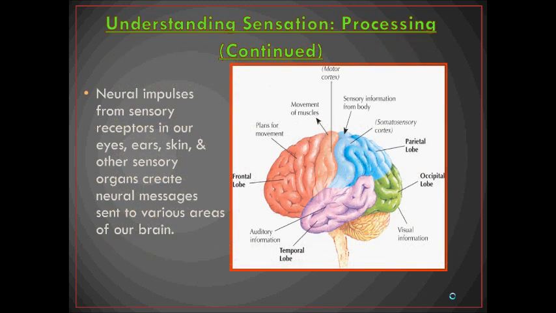So these neural impulses, again, come from our sensory receptors in our eyes, our ears, our skin, and our other sensory organs. They create these neural messages that are sent to various areas of the brain. We can't just take light from the world around us and send those light waves straight to our brain. Our brain essentially doesn't understand that. So our sensory organs essentially translate that. They use transduction to take some of that information in the environment, the light waves, the sound waves, and so on, and turn it into neural impulses so that our brain can make even better sense of it and can begin the next step of perceptual processing.